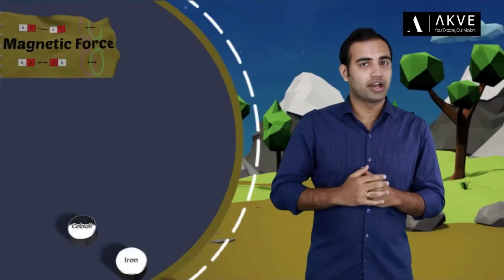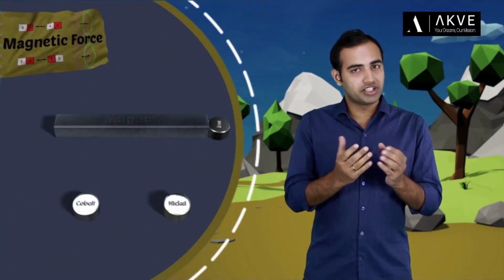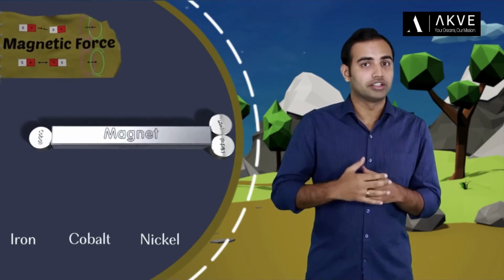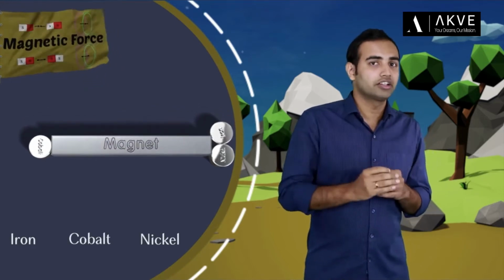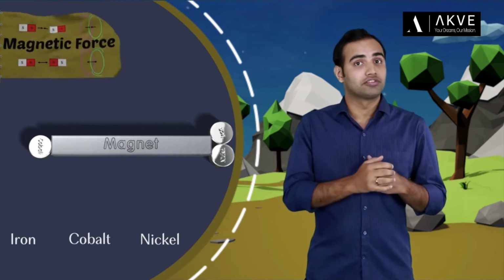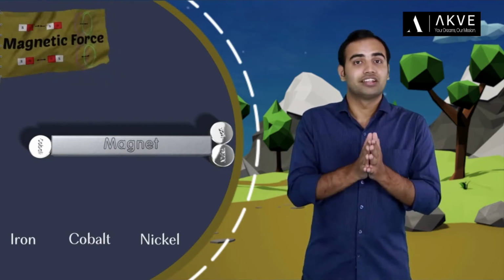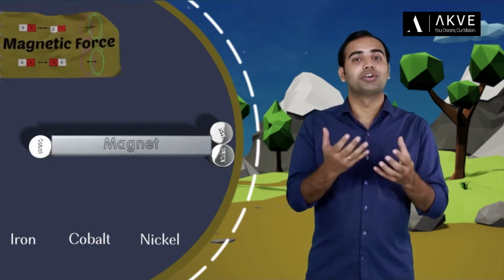Now, in a similar manner, when a magnet attracts objects made out of iron, cobalt or nickel, it still applies a magnetic force to pull those objects towards itself. Once again, you can see that the magnetic force acting over here is non-contact in nature. Great. Let's move on to the next non-contact force. Any guesses for what it could be? How about gravity? Yes, gravity or the gravitational force is another example of a non-contact force.